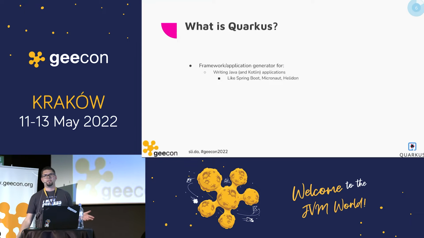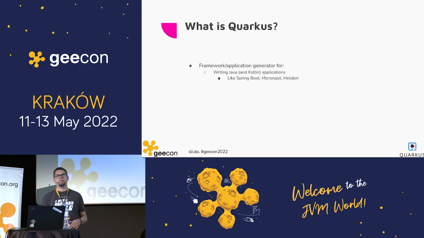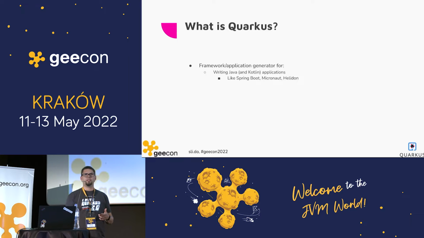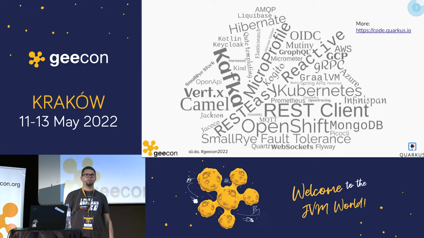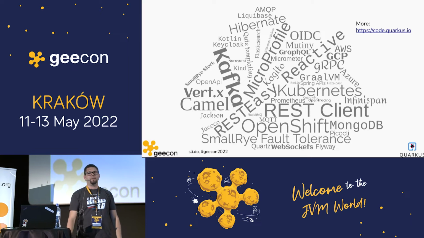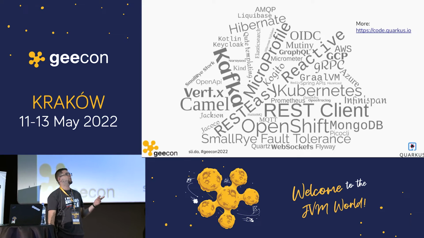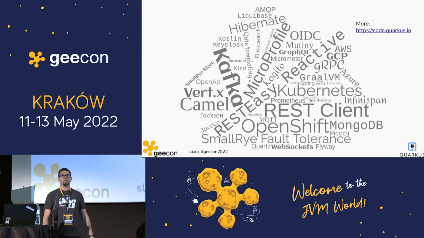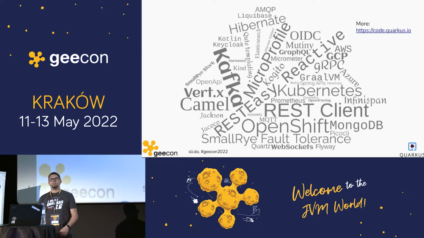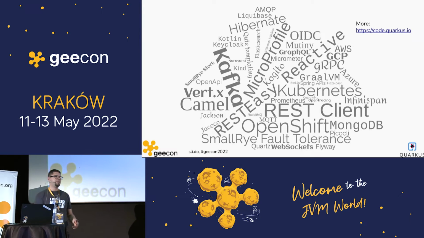So Quarkus is essentially a framework or an application generator for creating Java applications. There are plenty of things that you can do with Quarkus. You can go to code.quarkus.io and there's a list that you can filter, check if what you use normally is already supported. If it's missing, let us know.